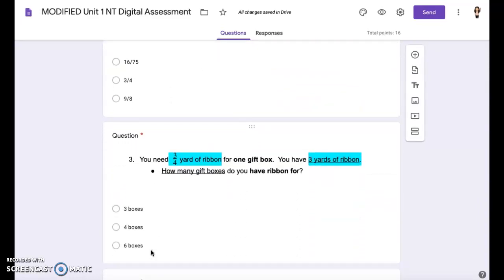Number 3. You need 3/4 yard of ribbon for one gift box. You have 3 yards of ribbon total. How many gift boxes do you have ribbon for? 3 boxes, 4 boxes, or 6 boxes?